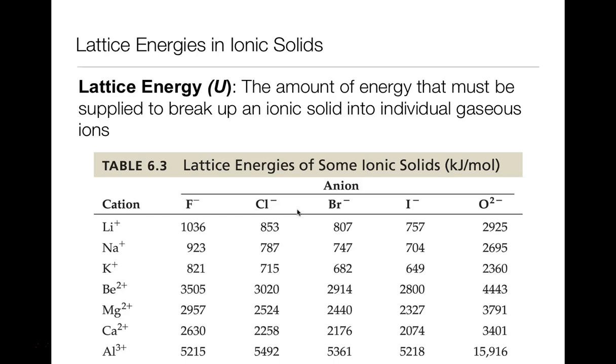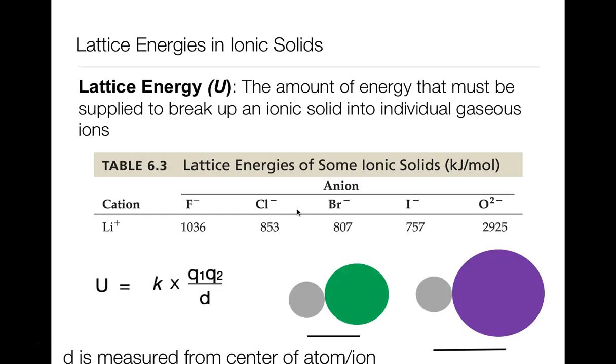But what I want to do first is just simplify this. We're just going to look at lithium compounds. If we look closely, we can start to see a pattern emerge, right? We see as the ionic radius of the anions increases, the lattice energy decreases.